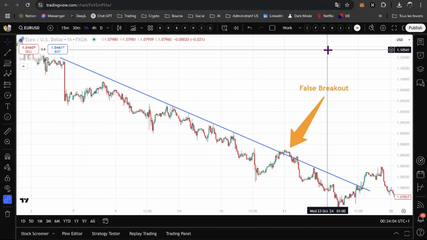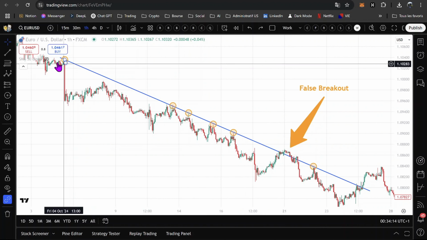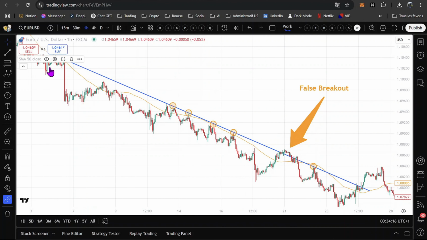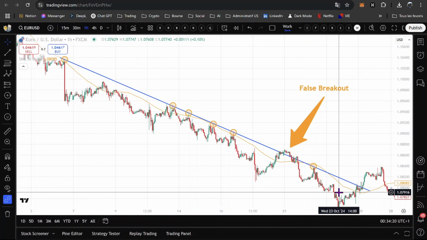So, for example, on the trend line that we had drawn earlier, we can see that there are 6 points of contact, with a false breakout here. And we can also see that, by displaying the 50-period moving average, the latter is decreasing, confirming a bearish trend. Our trend line is therefore validated.